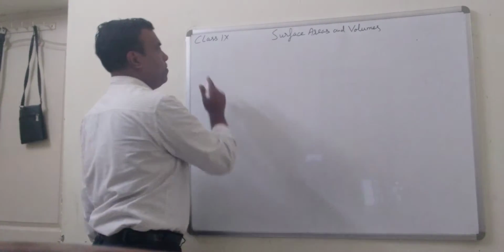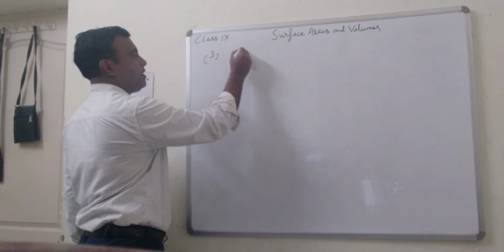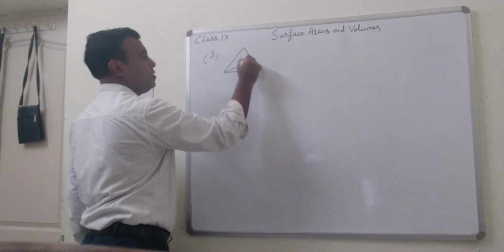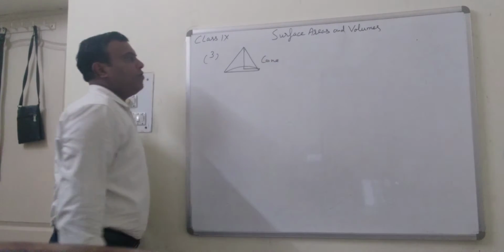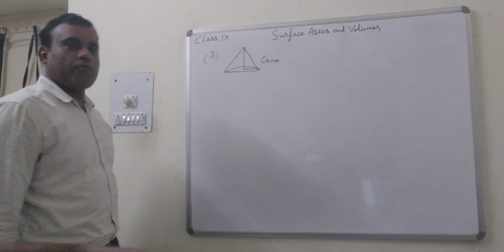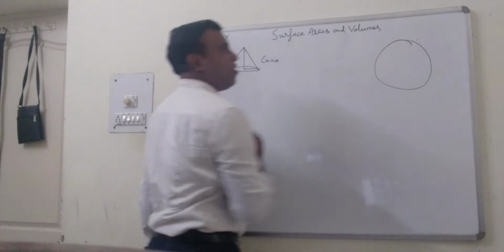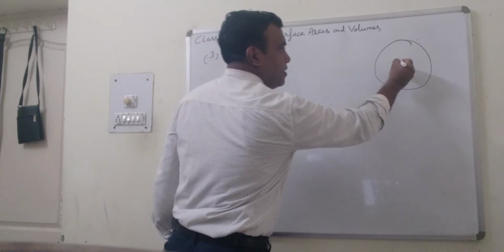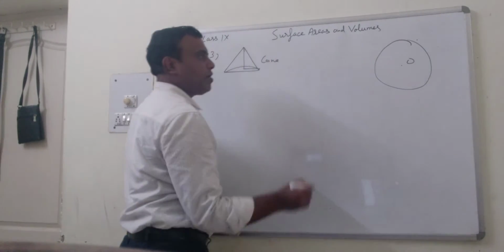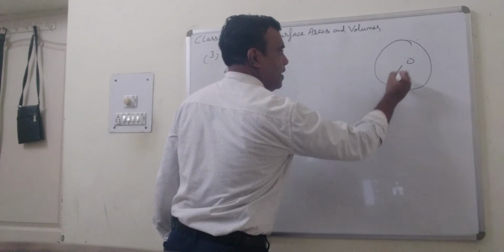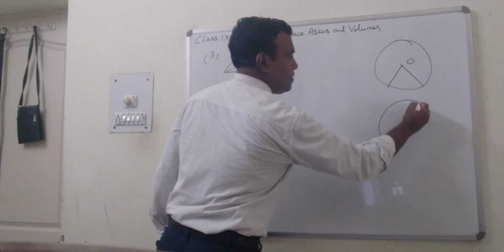Surface area and volume. Today we will study the third solid figure, that is the right circular cone. How will you find the surface area of a cone? See, let us take a piece of paper of a circle. This is the center of the circle, O. If you cut a sector from it, it is shaped like that.